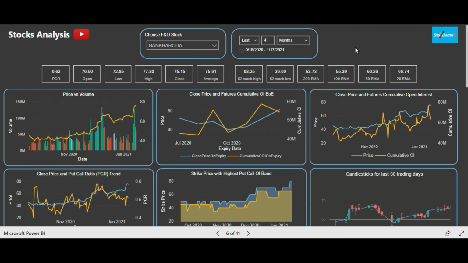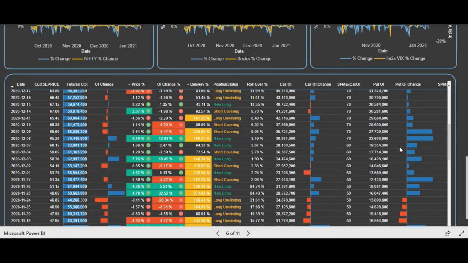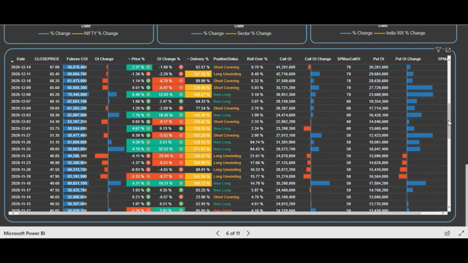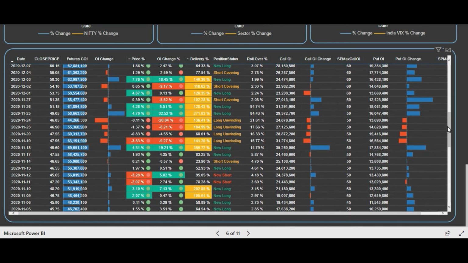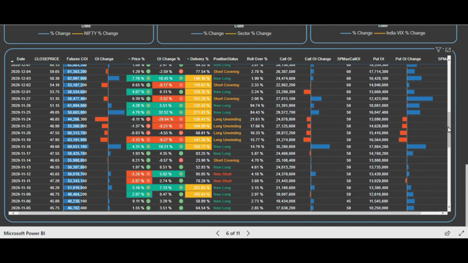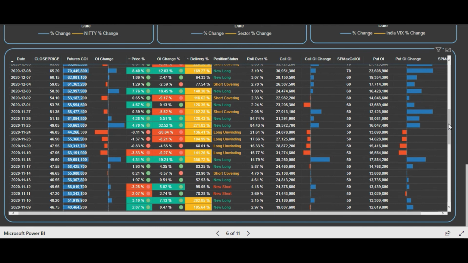Okay, so straight away let's switch to the bottom table and we'll identify that particular day where the strong player entered. So you have already seen a strong rally in the Bank of Baroda also, starting from the 40 odd level, and it is above 70 now. So we'll pick one particular day where we find that a strong player has entered. So just looking at this, you can clearly see that if we take this particular day, let's start with 25th of November.